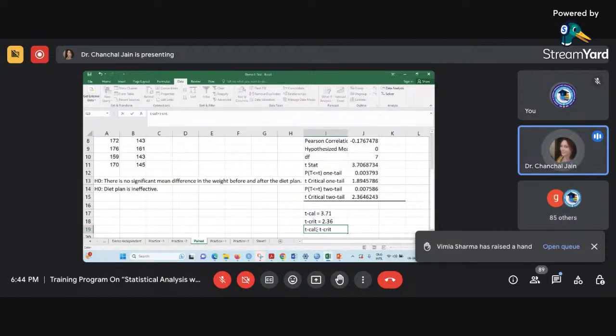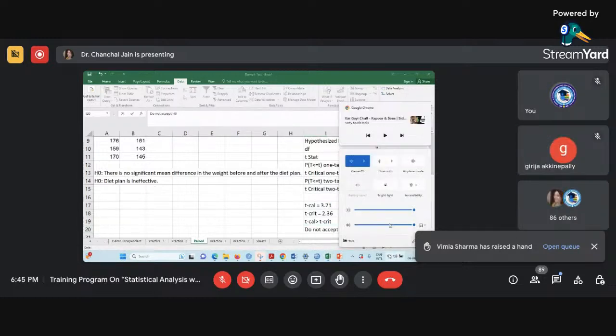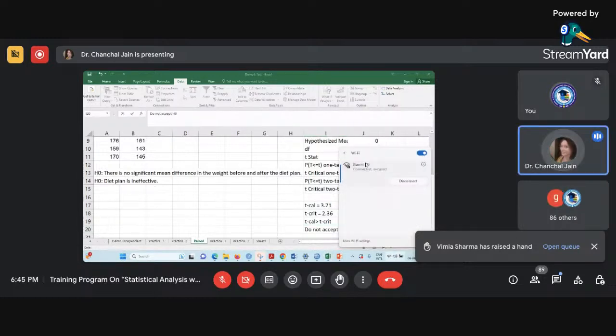In that case, what will we do? Reject the null hypothesis. The diet plan is effective. Yes, do not accept H0, and we will go with the alternative hypothesis, and we can say that the diet plan is effective. Fine? Yes, ma'am. So this is this particular thing.